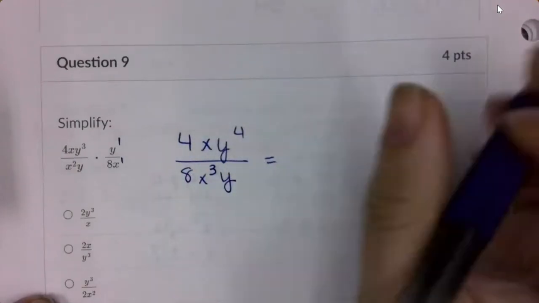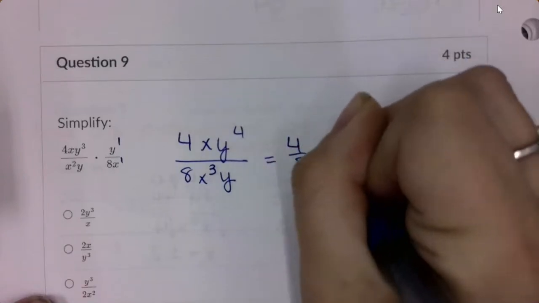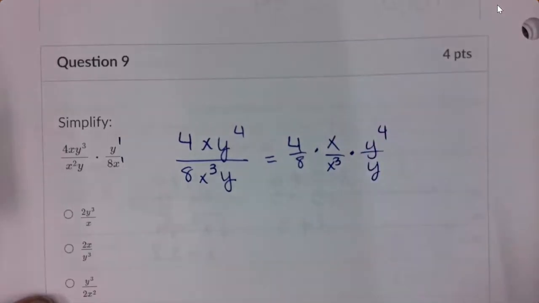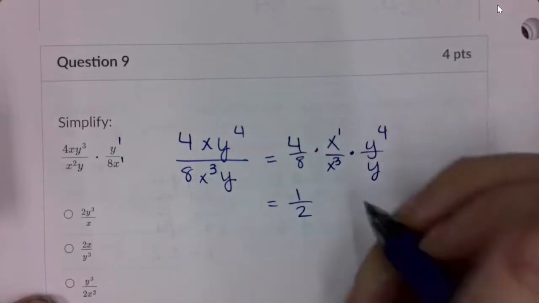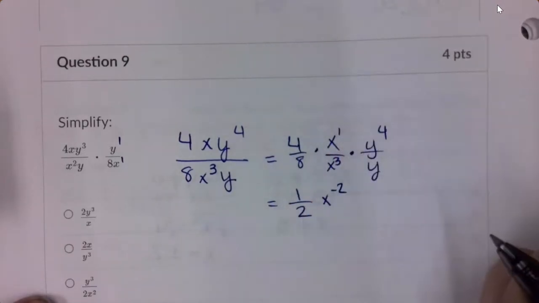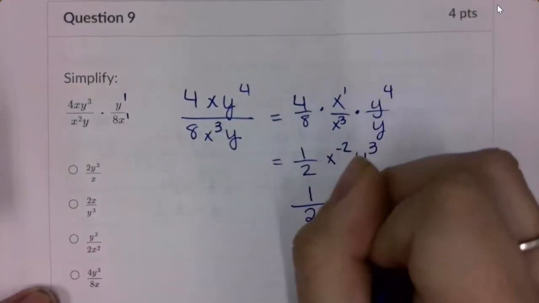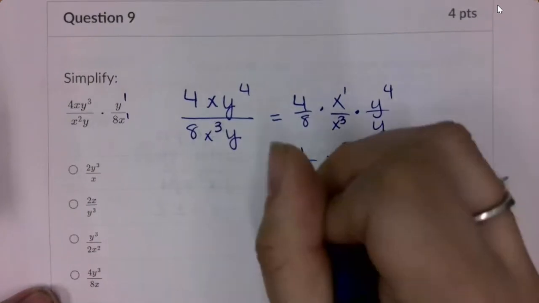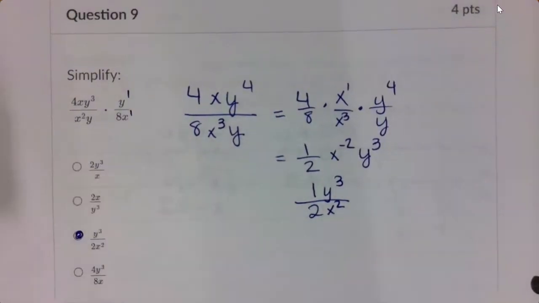Then I can simplify. I'm going to break this up into different fractions. So I have 4 divided by 8, x over x cubed, and y to the fourth over y. So I can simplify each of my fractions. The first one's going to give me 1/2. The second one, I subtract my exponents, which gets me negative 2. On the y's, I subtract my exponents, which gets me 3. Remember, when I have a negative exponent, only that piece moves to the bottom of a fraction. So it's going to move to the bottom and change the sign. And then my top is y cubed. So the 1 can go away, and then I just have y cubed over 2x squared.